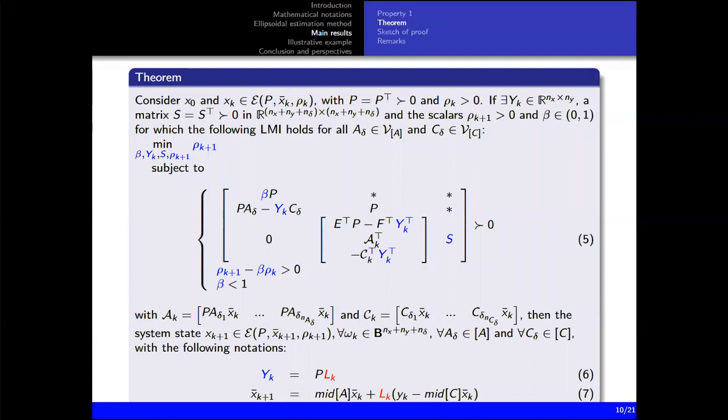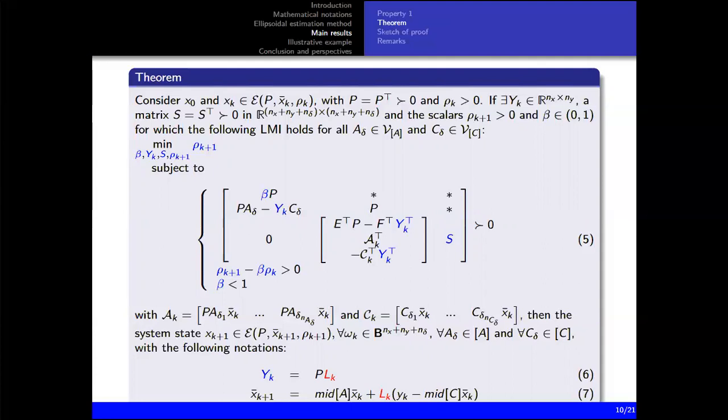Given a scalar beta between 0 and 1, if there exists a scalar yk, a positive definite matrix S and a positive scalar rho k plus 1 such that the following LMI is verified for all the vertices of matrices A delta and C delta, then the state of the system at time k plus 1 is guaranteed to belong to the ellipsoid Ek plus 1, with the following notations.